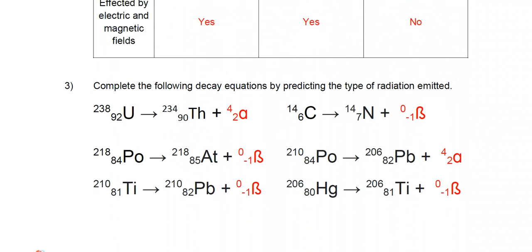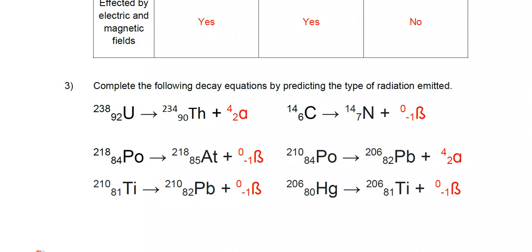Number 3, complete the following decay equations by predicting the type of radiation emitted. Well, first we've got uranium to thorium, and the nucleon number drops by 4, the proton number drops by 2, so it must be alpha. With polonium to astatine, well, again, if you notice the nucleon number has not changed, but the proton number has increased by 1, therefore it must be beta.